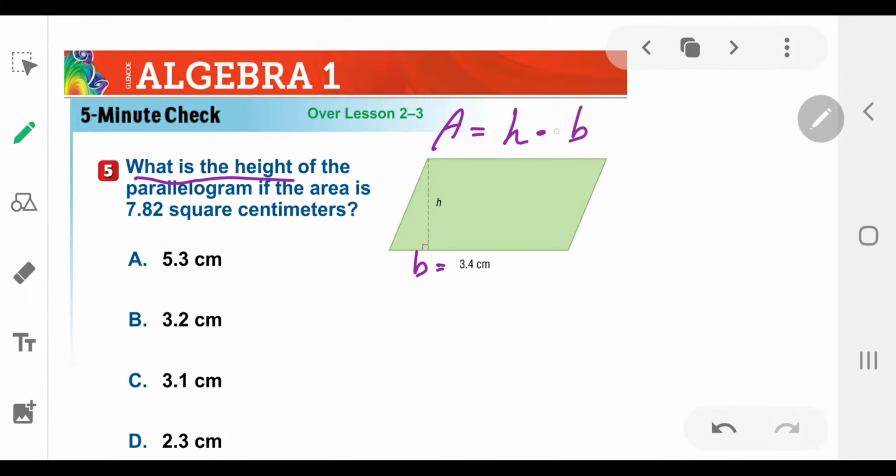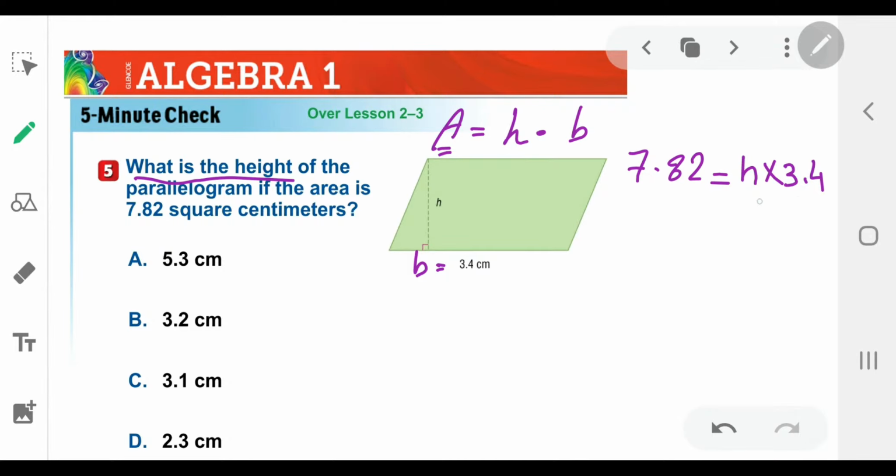The base is given and the height is unknown, and also the area is given. So I can rewrite this using the value of the area. If the area is given, 7.82 equals the height, which I need to find, times the base 3.4. Now I have an equation. It includes only one variable, which is unknown, the height. 7.82, the area, equals the height times the base 3.4.